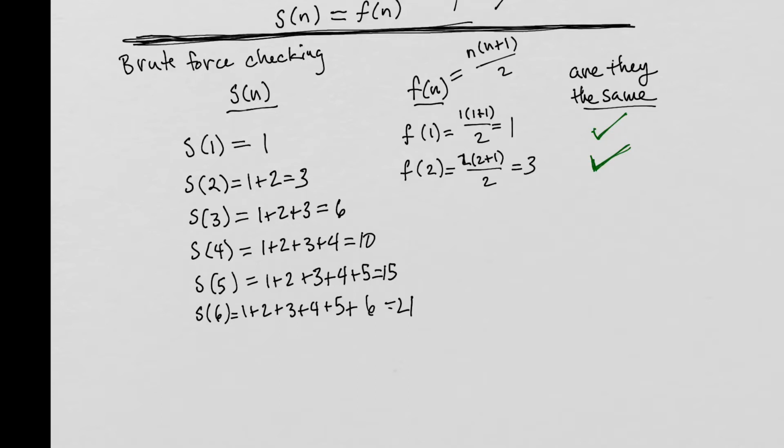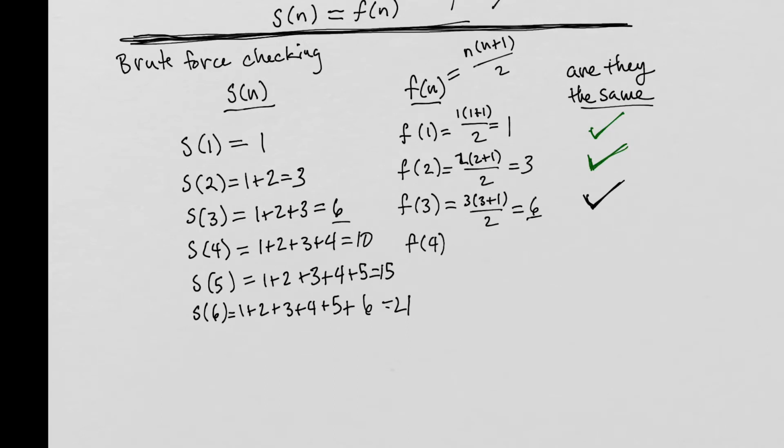So that checks out. Next one, f of 3 is equal to 3 times 3 plus 1 over 2. So this is 3 times 4, which is 12, divided by 2 is 6. 6 and 6 are the same. Checks out. f of 4 is equal to 4 times 4 plus 1 over 2. So this is 5 times 4 is 20. 20 divided by 2 is in fact 10. 10 is equal to 10, so those things are the same.